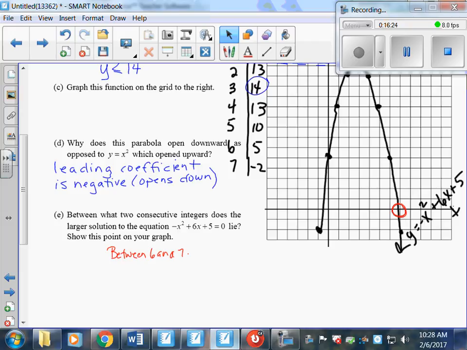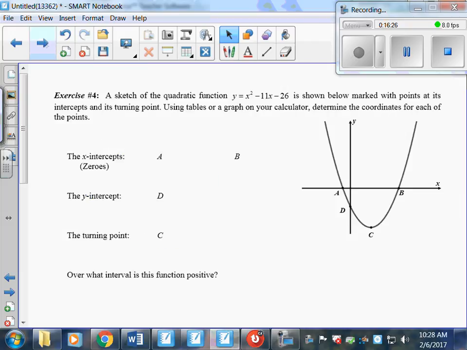All right, exercise 4. Last one. The sketch of the quadratic function right here is shown below, marked with points at the intercepts and its turning point. Using the tables or graph on your calculator, determine the coordinates for each of the points. So we're going to pull up our calculator with the information.